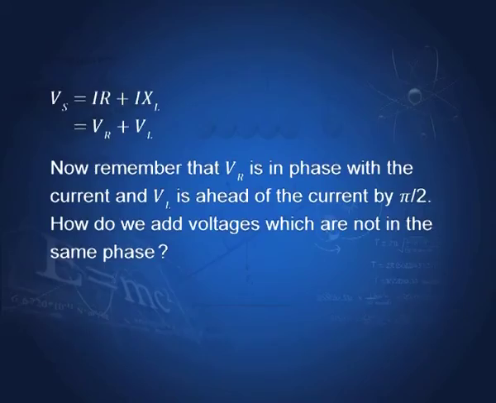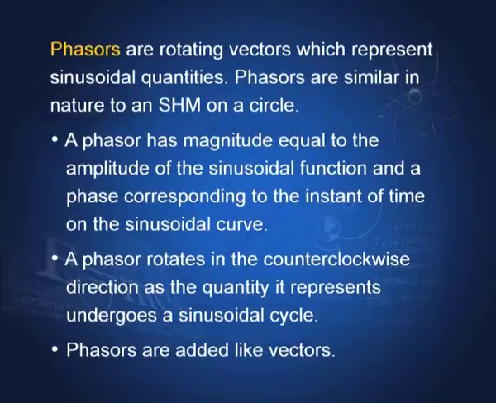So, how do we add them? So, there is a problem. We have two quantities V r and V L which differ in phase. So, how do we add them? To make it possible to add them, we introduce quantities called phasors, which make this task of adding two quantities which are in different phase easy.